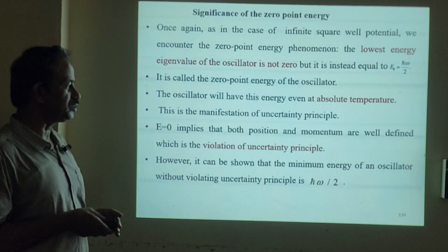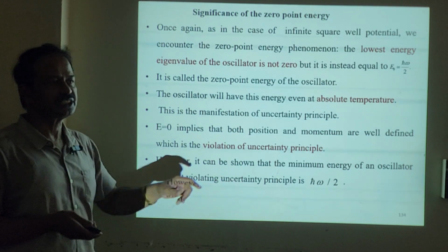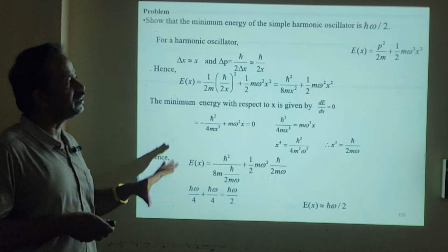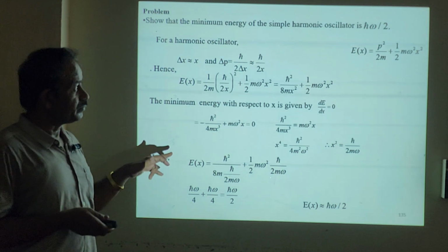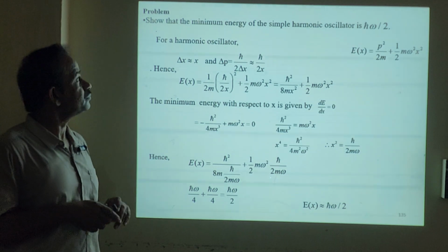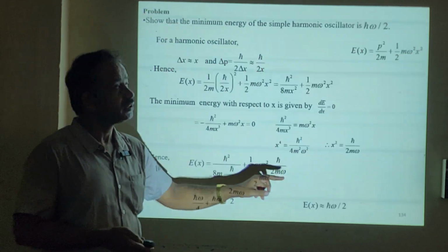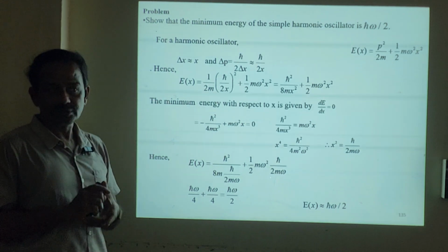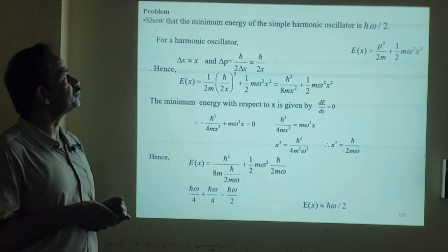However, it can be shown that the minimum energy of an oscillator without violating the uncertainty principle is h bar omega by 2. So we'll solve one problem, a very simple and very important one, using the harmonic oscillator. We are going to use the uncertainty principle to show that the minimum energy of the simple harmonic oscillator is h bar omega by 2.